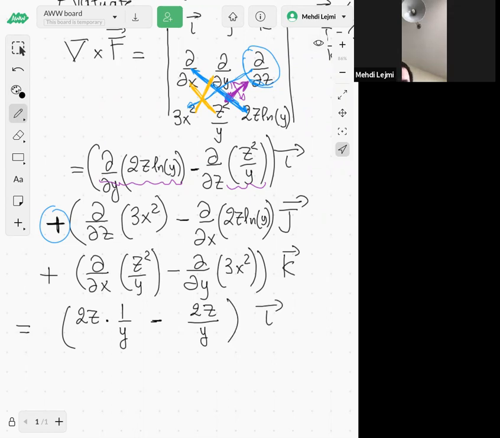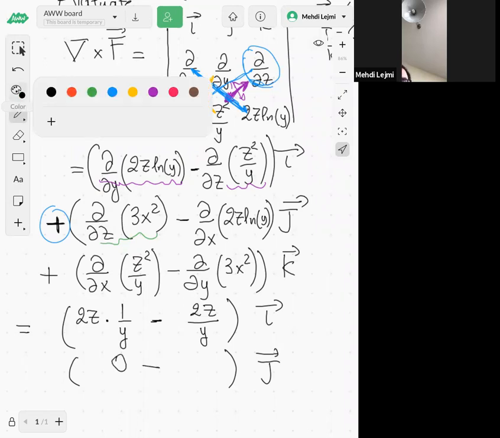Now, what about the coefficient of the vector j? First, the derivative with respect to z of 3x squared. x would be constant, so the whole thing is constant with respect to z. So then the derivative is 0. So that's just 0 minus, and the same thing here for this 2z natural log of y, derivative with respect to x. There's no x, so everything is just constant. y and z both are constant. The derivative would then be just 0.